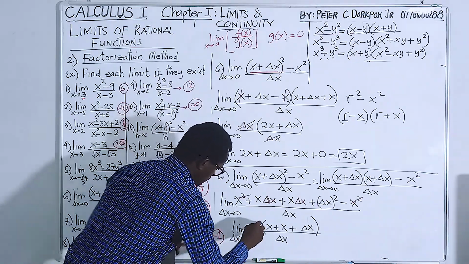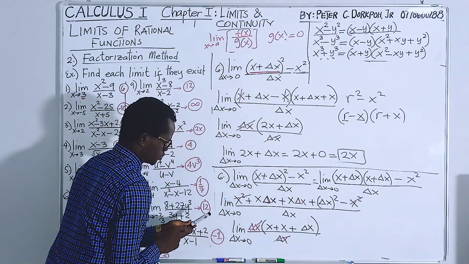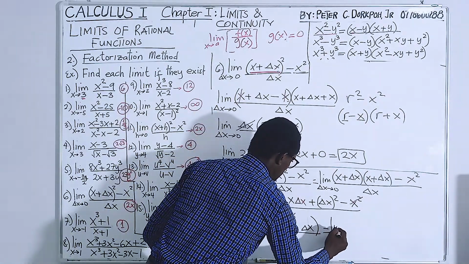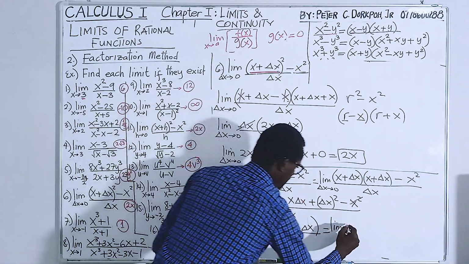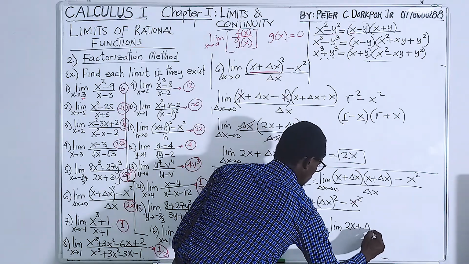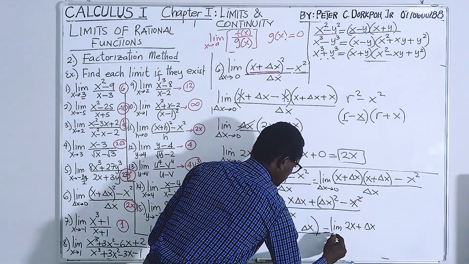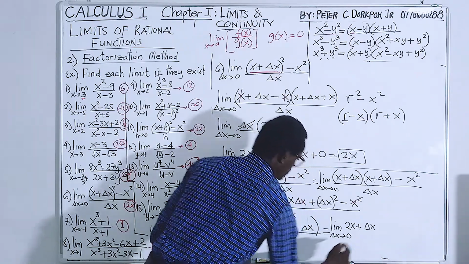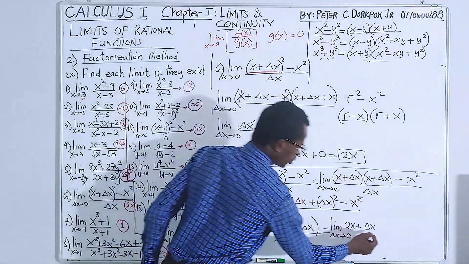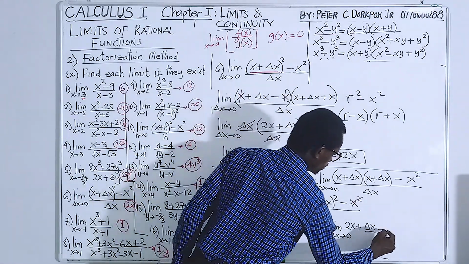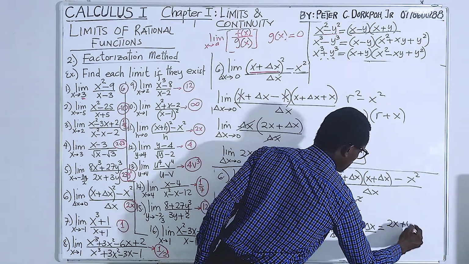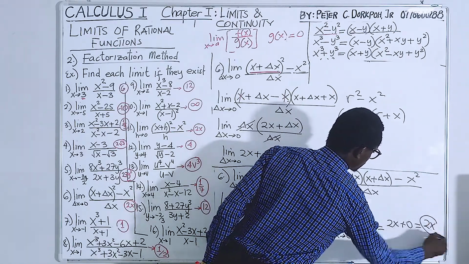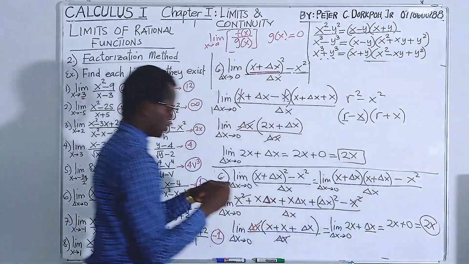So what happens? This Δx and this Δx go out. Therefore we will have the limit of x plus x, which is 2x, plus Δx, as Δx is now approaching 0. We can now apply the limit. So we replace this one with 0, we just have 2x plus 0, which is just equal to 2x. So you see, the same answer we got initially.